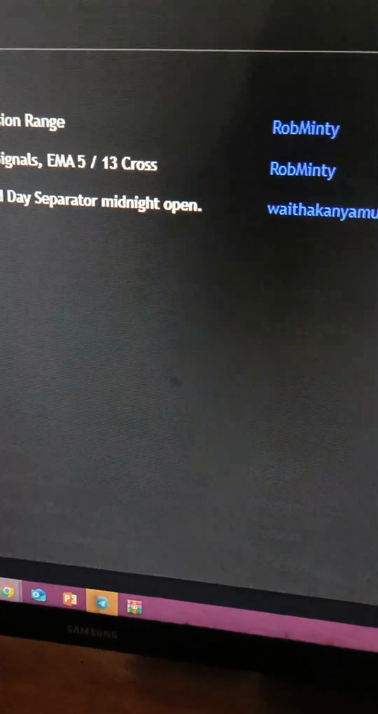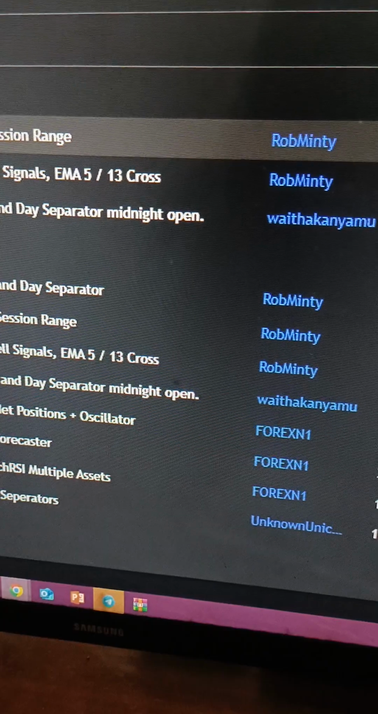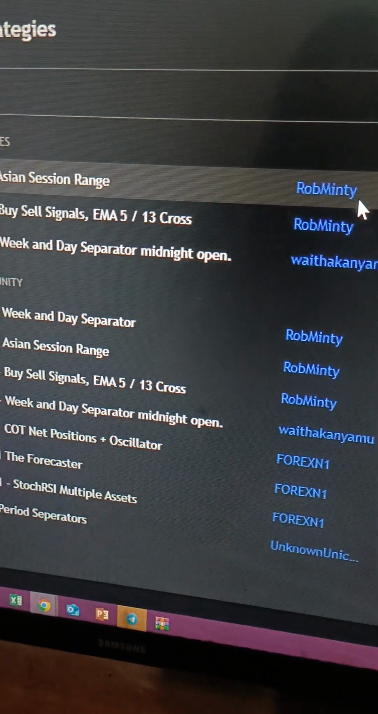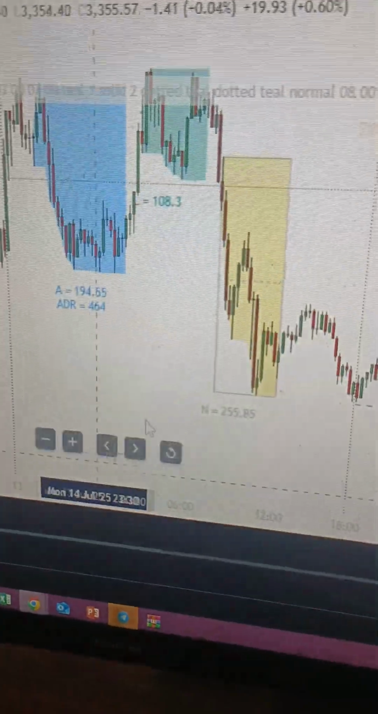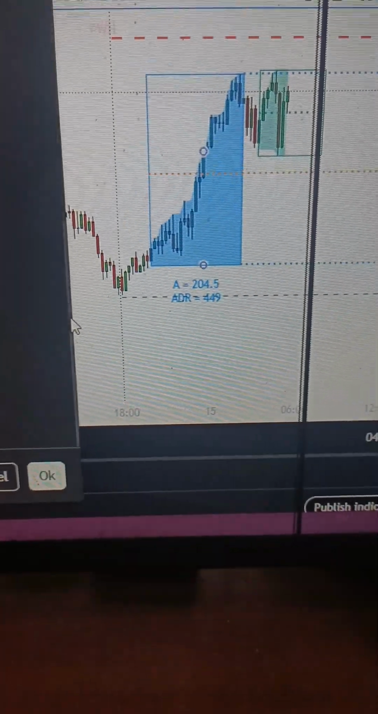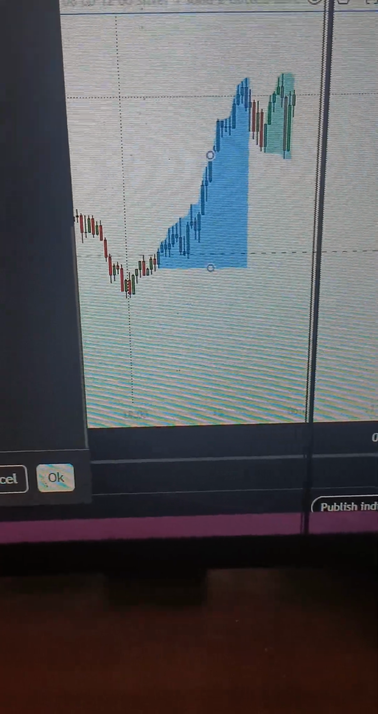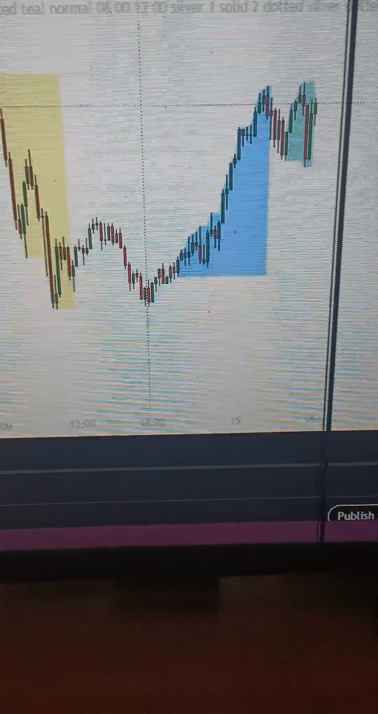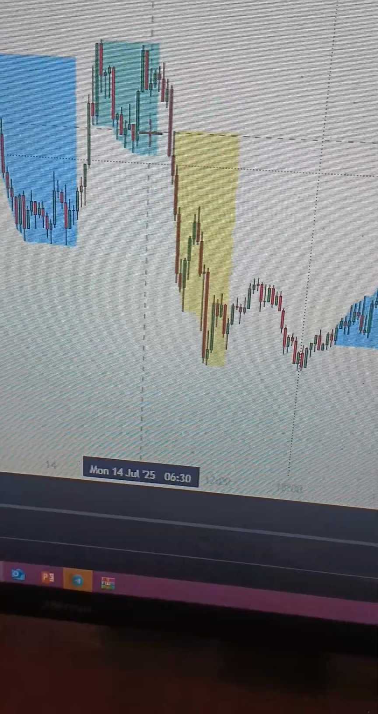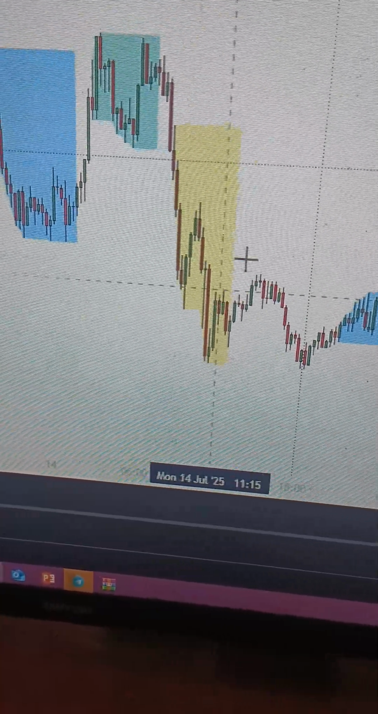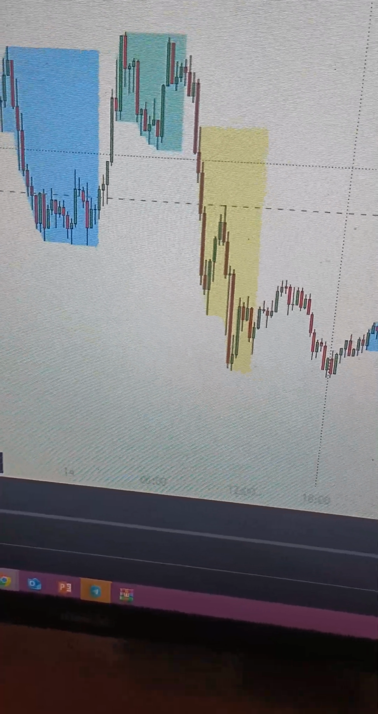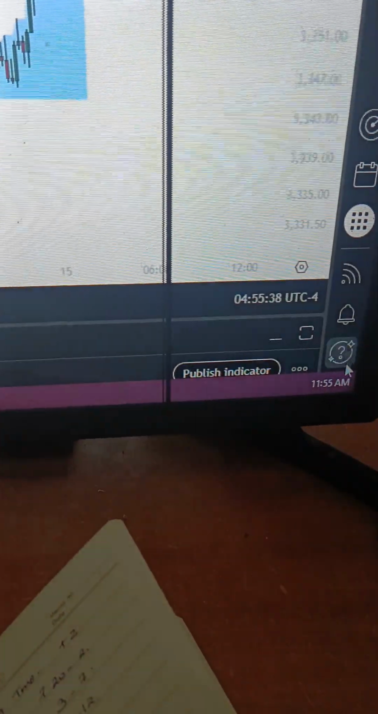I find this session indicator, it's the FXN Asian Session Range by Rob Minty. So we put it there. I'm going to remove the lines for it not to be so cluttered, for it to be a bit relaxed. So this is what we have. The blue one is the Asian session, the green one is the London session, and the yellow one is the New York session.